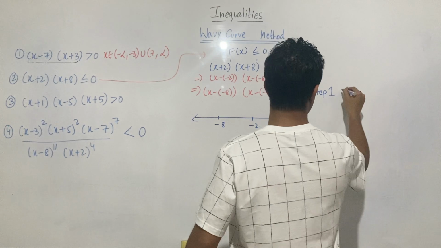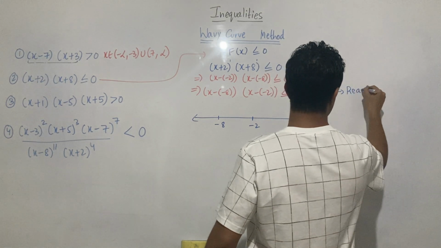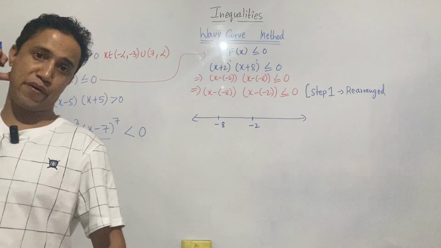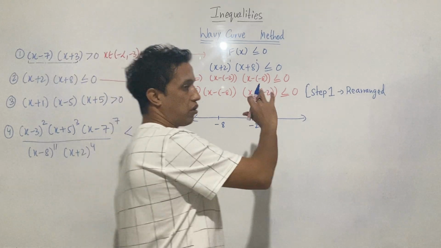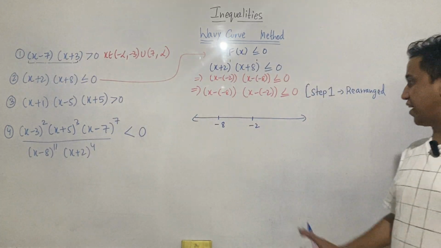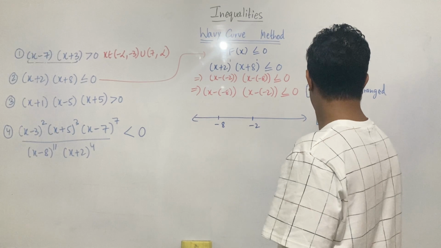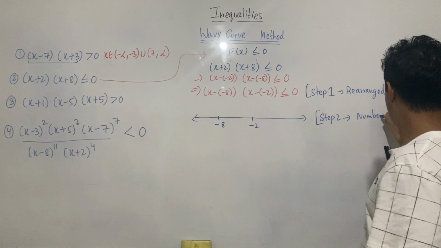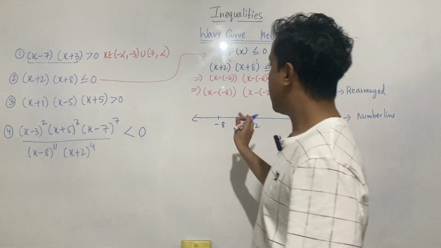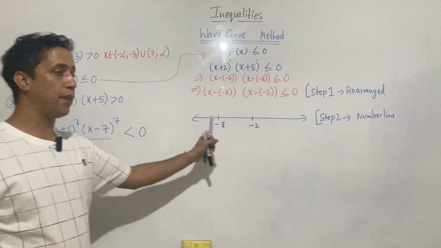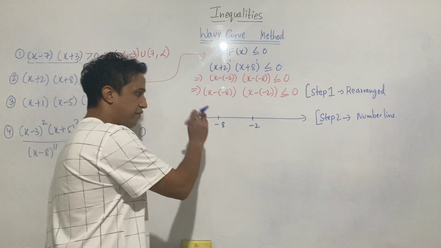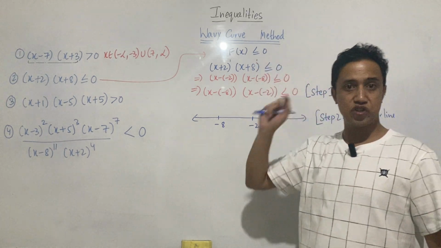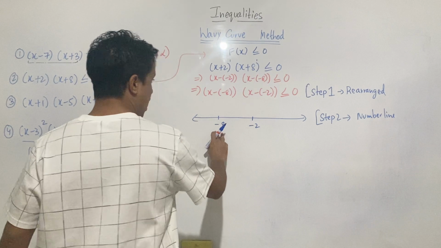So this was my step 1: rearranged the expressions according to the definition. And step number 2 is my number line. Here I'm just mentioning the number line and representing the critical or terminal points on it, because I will know where my function is terminating, because at these 2 points the value of this function is going to be 0. So here minus 8, minus 2.